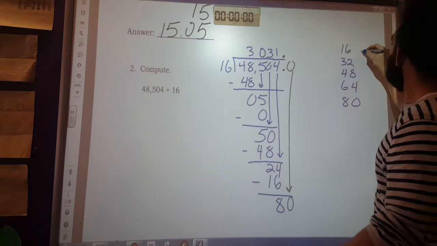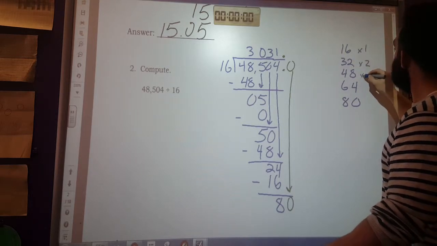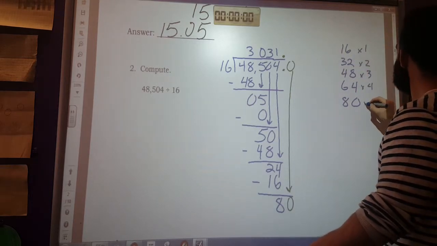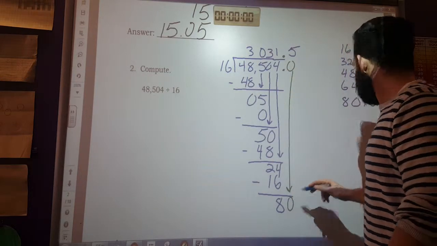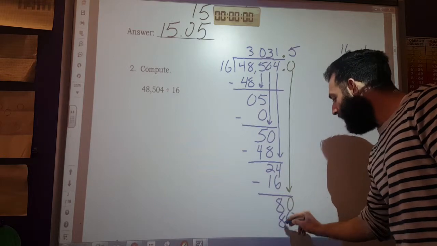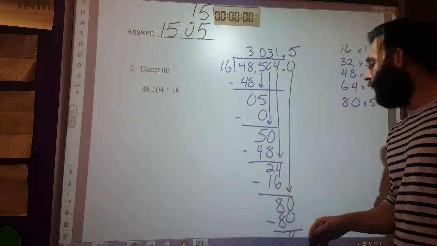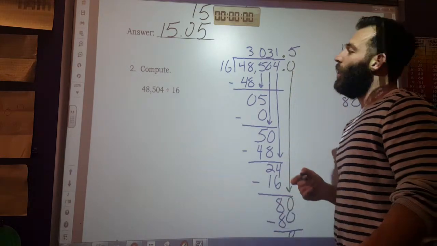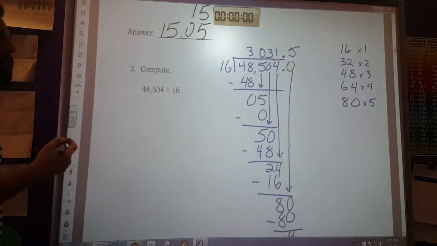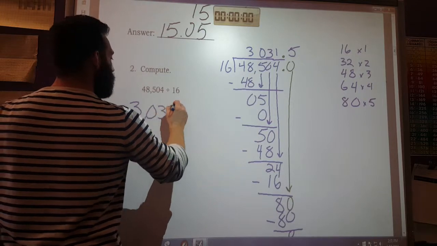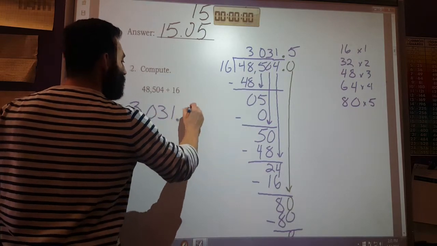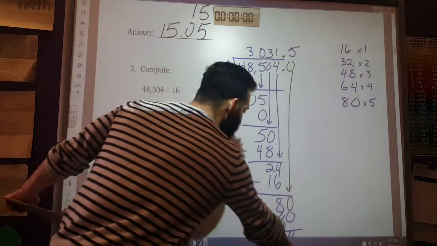It'll go in 5 times. 5 times 16 gives me 80. And now that I subtract and get 0, I know that I'm all done. So 4,504 divided by 16 gives me an answer of 3,031 and 5 tenths.